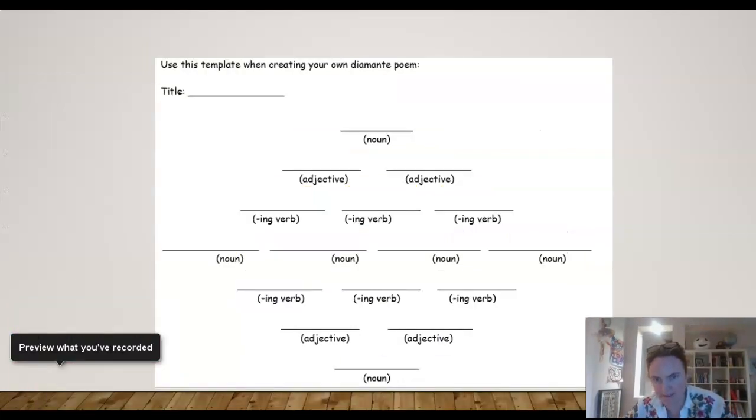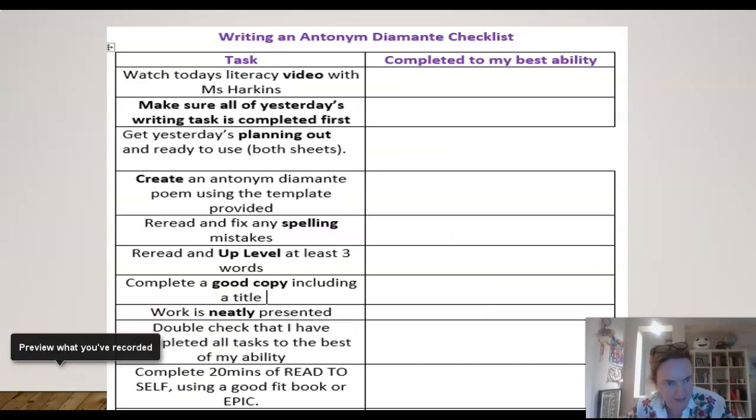Okay. What is my next step on my checklist? I fixed up my spelling. I'm happy with my spelling. Okay. Reread and up level at least 3 words. So when we're up leveling, we are trying to get rid of the boring words. We're trying to use more interesting words. Try and think of bigger and fancier words that you might be able to include in your poem. And then go in, cross out your boring words and rewrite your more interesting words.